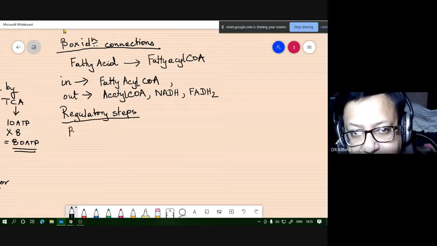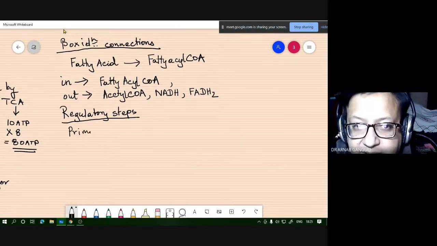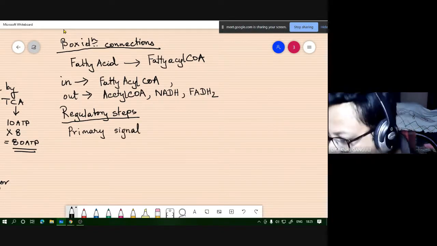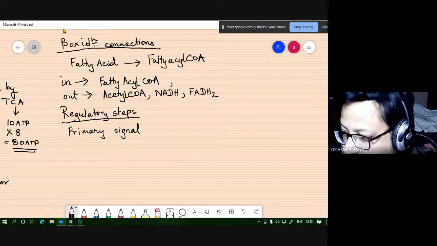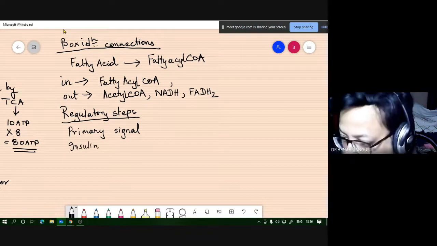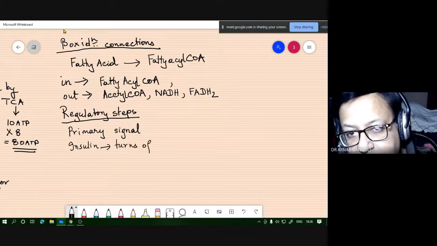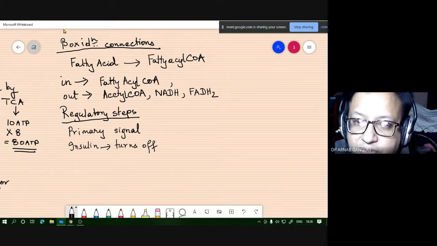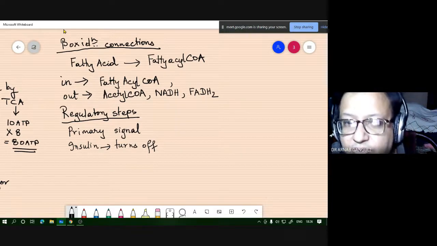First is the primary signal. What induces the primary signal which induces beta oxidation? Primary signal. First signal that now beta oxidation takes place. Insulin hormone turns off. What does insulin do? Function of insulin is to absorb glucose from the blood. So glucose content is very high in the blood, and so this turns off.